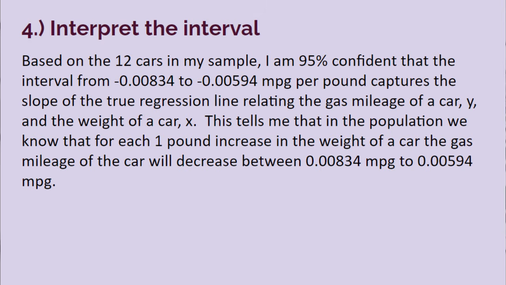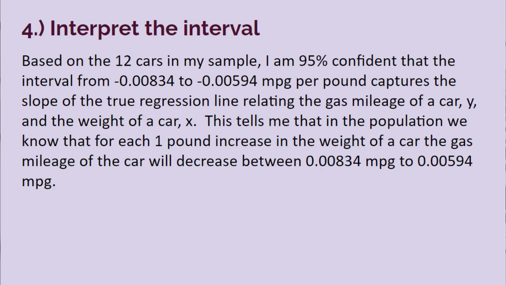Based on the 12 cars in my sample, I'm 95% confident that the interval from negative 0.00834 to negative 0.00594 miles per gallon per pound captures the slope of the true regression line relating the gas mileage of the car, y, to the weight of the car, x. Now, that's a little bit generic in a sense, but let's make it make more sense. This tells me that in the population, we know that for each 1 pound increase in the weight of a car, the gas mileage will decrease somewhere between 0.00834 miles per gallon to 0.00594 miles per gallon.